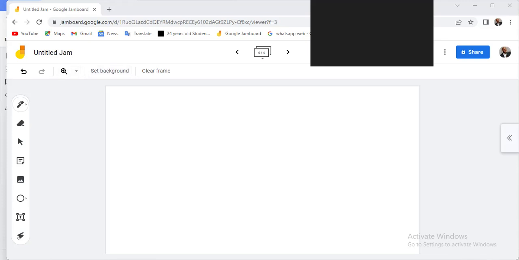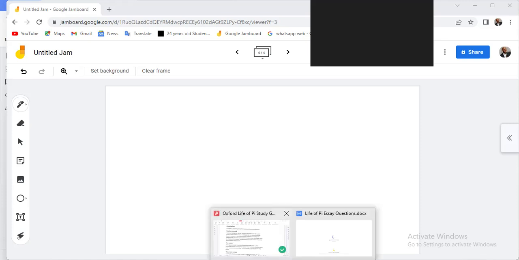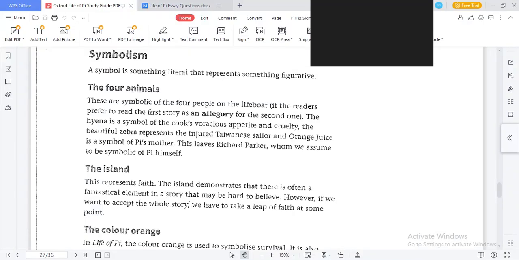Okay, so you're going to write symbolism, circle it, and then you're going to go to four animals next, and then we're going to discuss what every animal symbolizes in the boat with him. Four animals. These are symbolic of the four people on the lifeboat.